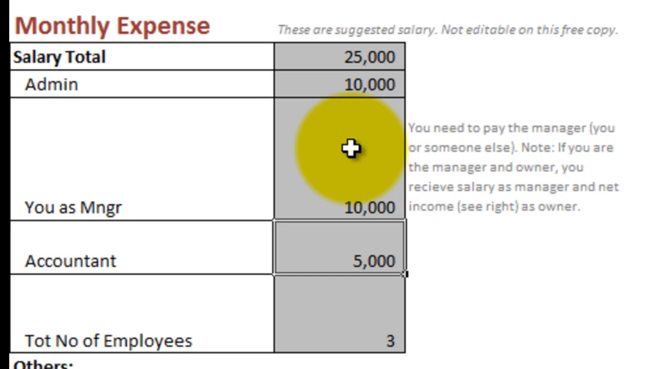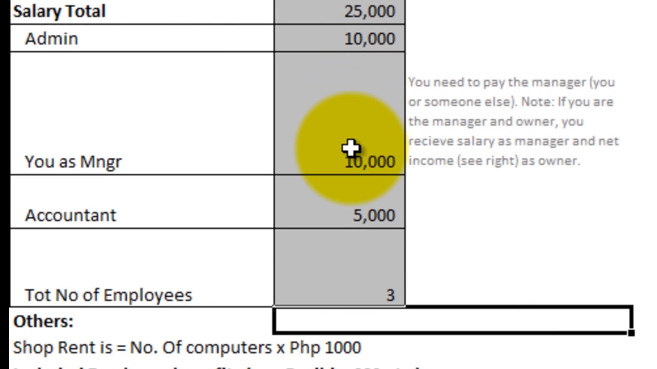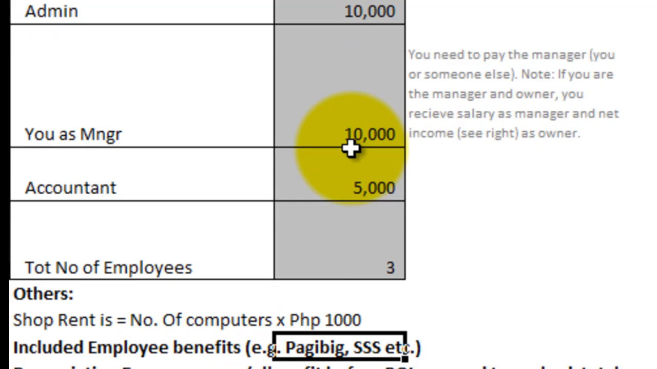Okay, and then the third one, I recommend that you get a professional accountant. It depends on how much his or her retainer's fee is. Okay, just to save you a lot of headache in bookkeeping and doing business in the Philippines. You need a lot of contacts just to save you time in doing this accounting. So you have a total number of employees of around 3.